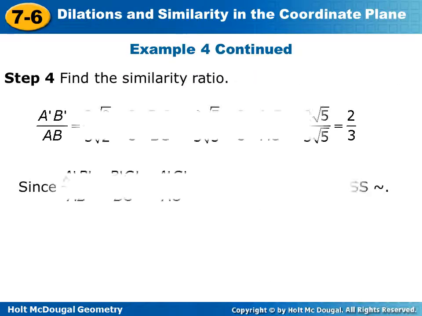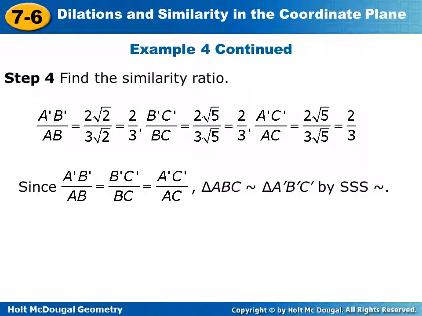Now we can put all of these into ratios. A'B' to AB is 2 radical 2 over 3 radical 2, which reduces to 2/3. B'C' over BC, same thing. A'C' over AC, same thing. We get 2/3 for all of them. Since all three sides are proportional, triangle ABC is similar to A'B'C'.